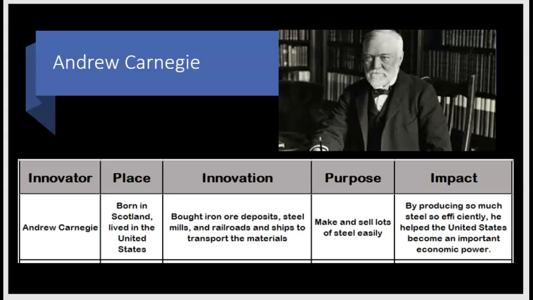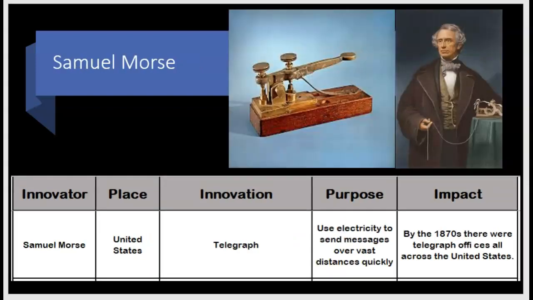Andrew Carnegie. Andrew Carnegie was born in Scotland, but he lived in the United States. The innovation that he is known most for is that he bought iron ore deposits, steel mills, and railroads and ships to transport the materials. The purpose was to make and sell lots of steel easily. And the impact he had was by producing so much steel so efficiently, he helped the United States become an important economic power. And again, remember, you can always pause this video to fill in the chart on your own.